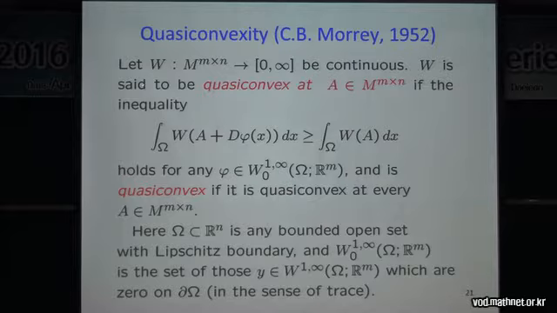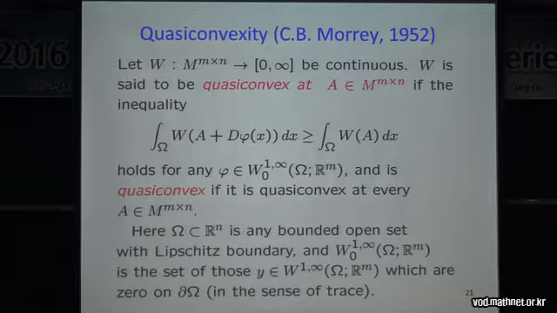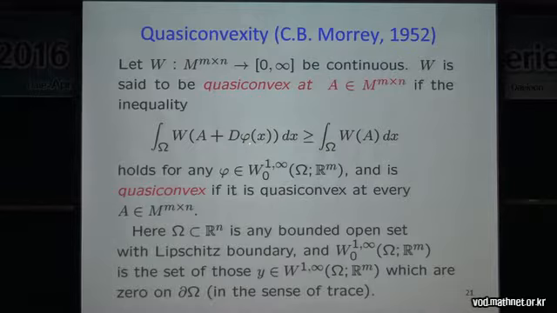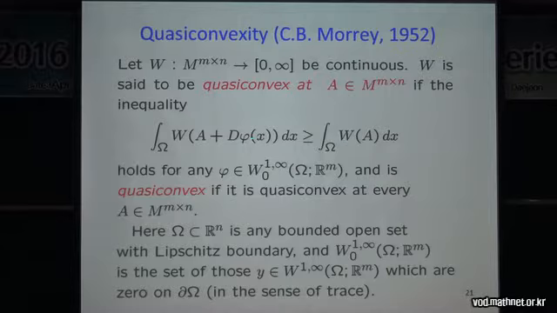Now, the function W is said to be quasi-convex at a particular matrix A if, when you integrate over omega W of A plus the gradient of phi of x dx, where phi is in W^{1,∞}_0, that means Lipschitz maps which vanish on the boundary of omega, then that integral is bigger than or equal to what you get by putting phi equal to 0, which is just W of A. On the right-hand side, you're integrating a constant. It's just the measure of omega times W of A. That's what it means for W to be quasi-convex at this matrix A. And it's quasi-convex if it's quasi-convex at every matrix A.